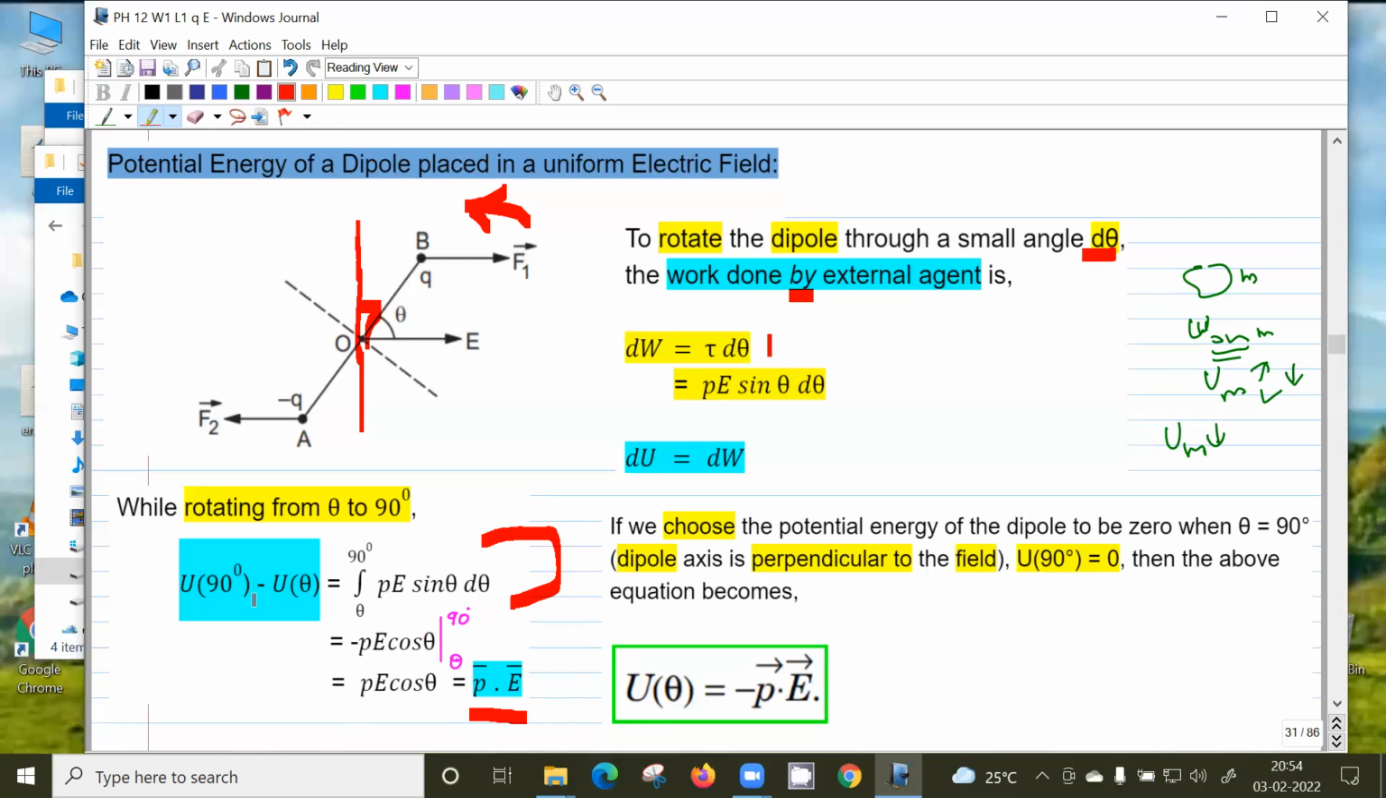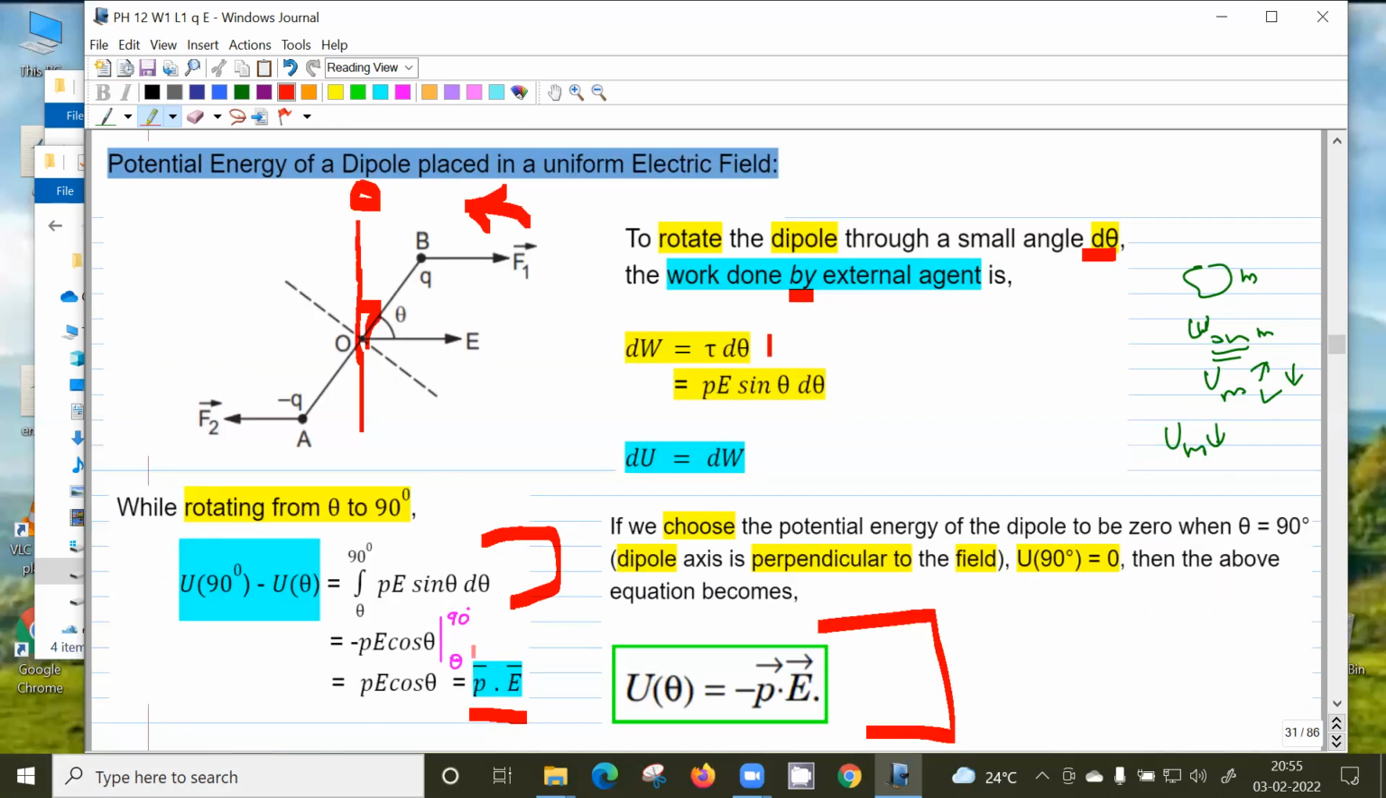And this potential energy at 90, I can take as reference. Whenever I have a potential energy concept, I can always choose a reference and make the potential energy at that point 0. So here, in this case, at 90 degrees, I take the potential energy as 0. So from this, I get U theta as minus P dot E. This is an important formula you have to remember. Mathematically, this is also minus P E cos theta. This becomes 0 when theta is 90 degrees, so the reference is theta equal to 90 degrees. So one formula is this.